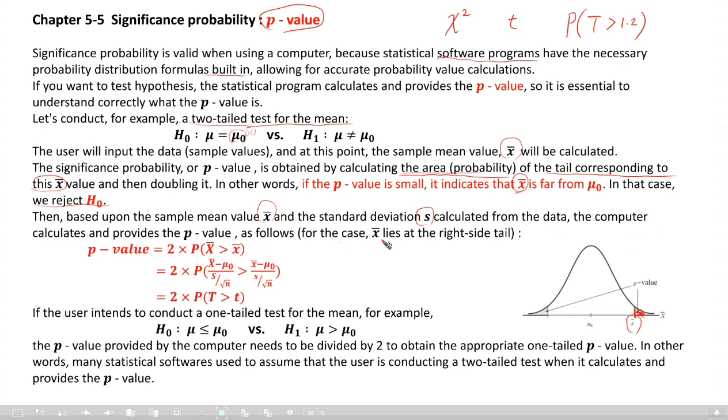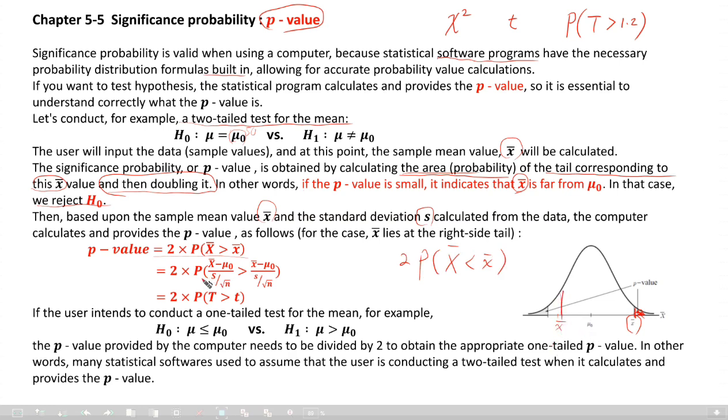In this case, x bar lies at the right side tail here. Okay, so the p-value is doubled. Yeah, doubling it because it is a two-tailed test. So we have to consider both tails. That's why we double it: 2 times the probability of random variable X bar greater than the sample mean value x bar, okay? Because it's a right side tail. If you have x bar here, then it will be 2 times the probability of X bar less than small x bar.